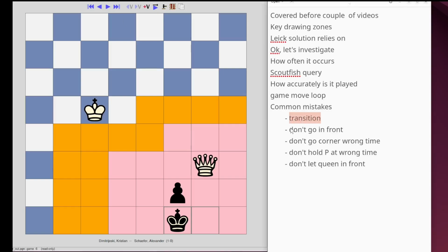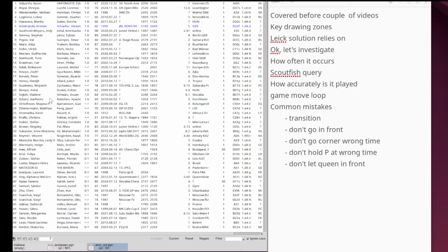So first of all, the important points here. Don't transition to an endgame if you're not sure of it. Don't go in front of the pawn. Don't go in the pawn at the wrong time. No need to hold your pawn if you don't need to, and don't let the queen go in front. Now, as you can see, I've got these 67 games. Could go on and on and on.